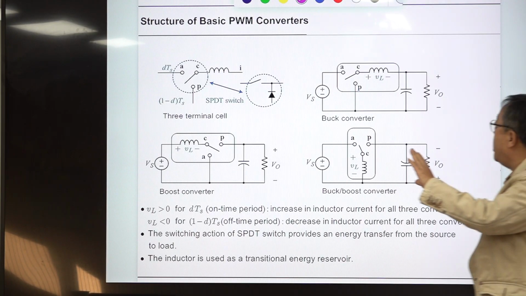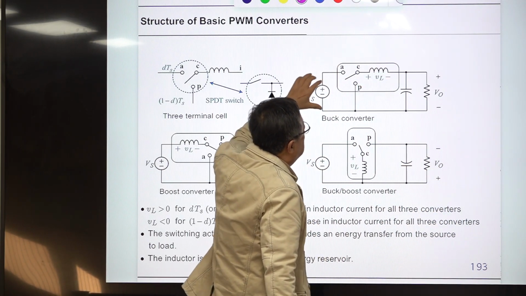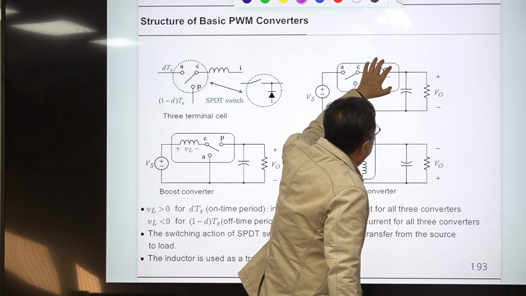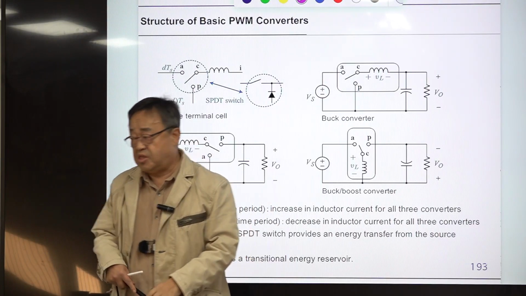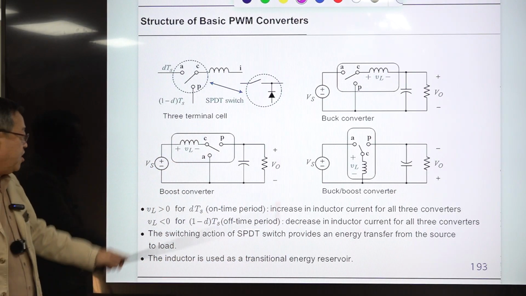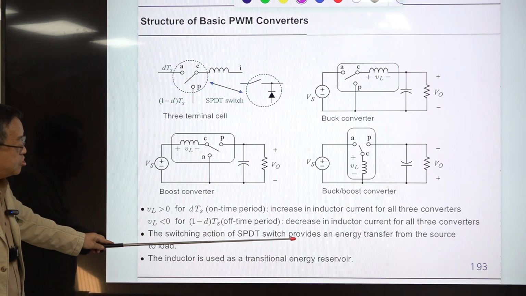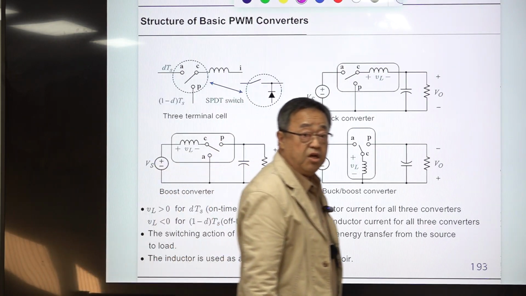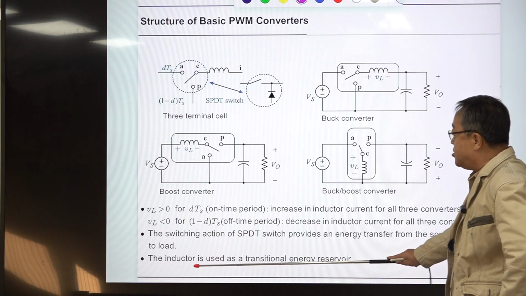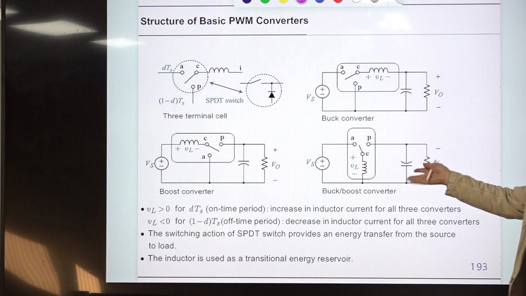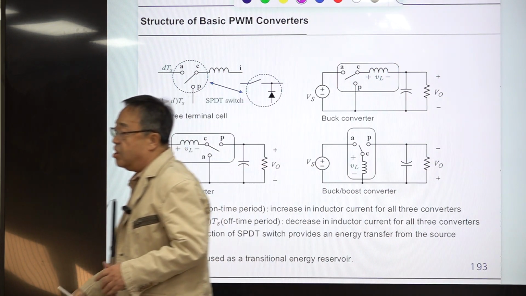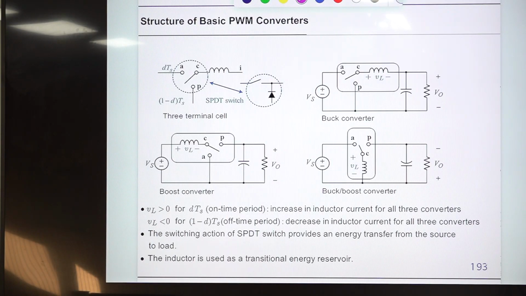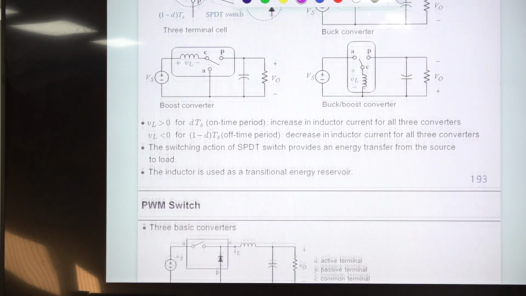That means during the on-time period, this inductor is taking some extra energy from the source, and during the off-time period, when the inductor current decreases, it delivers the excess power to the load. So the output is receiving constant power all the time, and the same is true here and here. So the switching action of the SPT switch provides an energy transfer from the source to load in a controlled manner, and the inductor is used as the transitional energy reservoir in this power conversion process. So this is the common structure for all three converters, and this always appears as the essential part of this power conversion. That provides you the idea of defining the PWM switch.